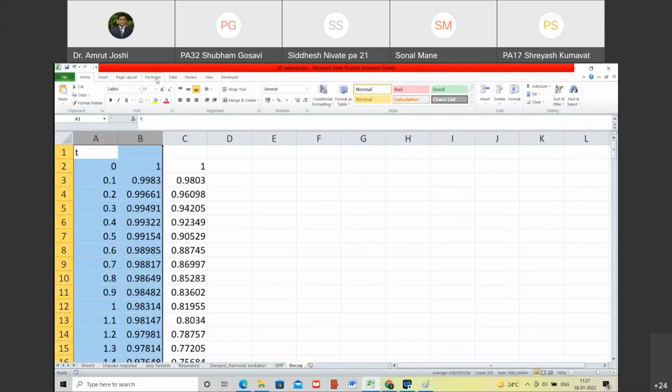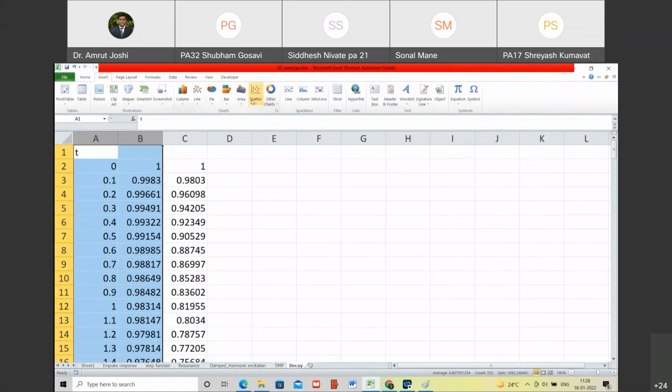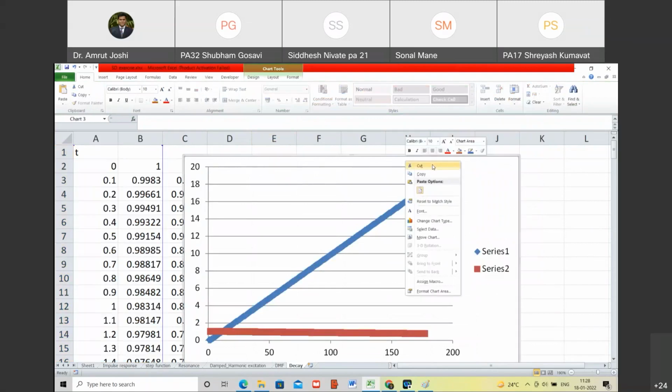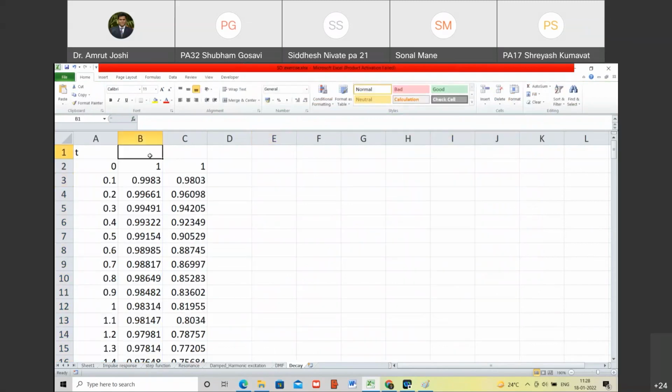One minute, insert scatter. Why is this happening suddenly? So t, I will call it Z1 and I will call it Z2. Hopefully now things will work out.